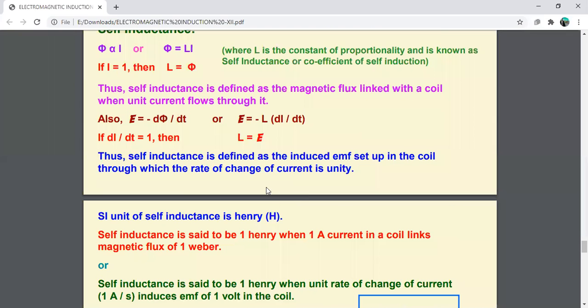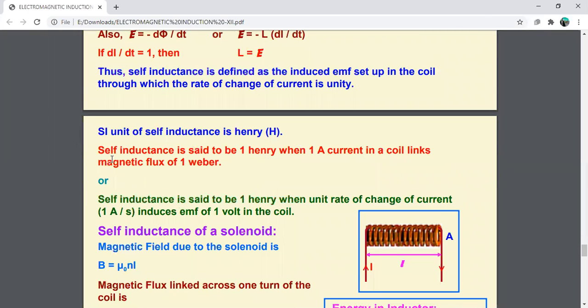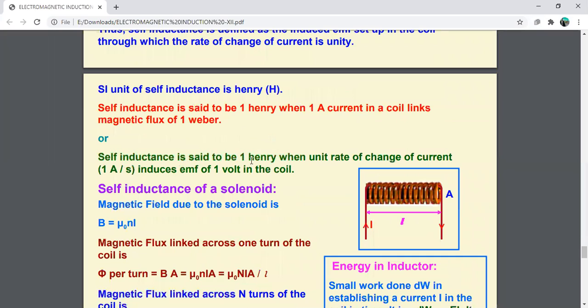Now we take another definition, that is from here: E equal to minus L di upon dt. If you take this, then we define it in another way. Self-inductance is said to be 1 Henry when the unit rate of change of current, that is current changes as 1 ampere per second, and induces an EMF of 1 volt in the coil, then self-inductance is said to be 1 Henry.